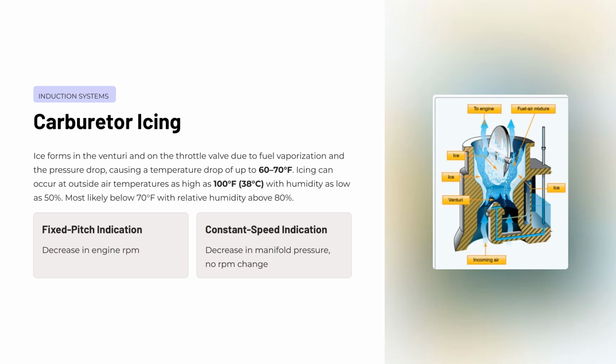Knowing how to recognize carburetor icing depends on your aircraft's propeller system. In a fixed-pitch propeller aircraft, you'll see an unexplained decrease in engine RPM. In a constant-speed propeller aircraft, the propeller governor compensates to maintain RPM. So instead, you'll notice a gradual decrease in manifold pressure with no corresponding RPM change. If you observe either of these indications and suspect carburetor icing, apply carburetor heat immediately and be prepared for a brief roughness as the ice melts and passes through the engine.